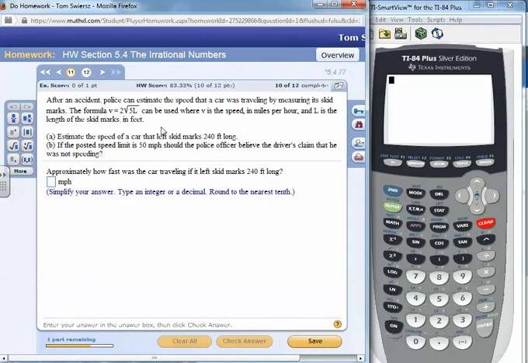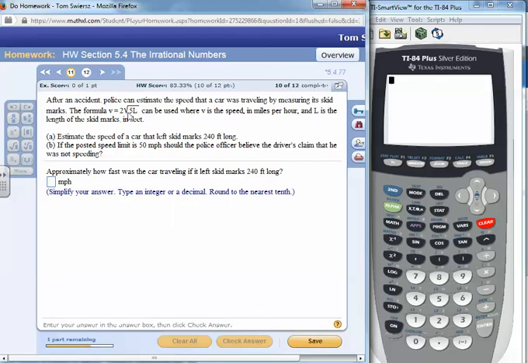Number 11. After an accident, the police can estimate the speed a car was traveling by measuring its skid marks. The formula V equals 2 times the square root of 5L can be used, where V is the speed in miles per hour and L is the length of the skid marks in feet. Estimate the speed of a car that left skid marks 240 feet long. Okay, it's in decimal form. So since it's in decimal form, we can go to your calculator.